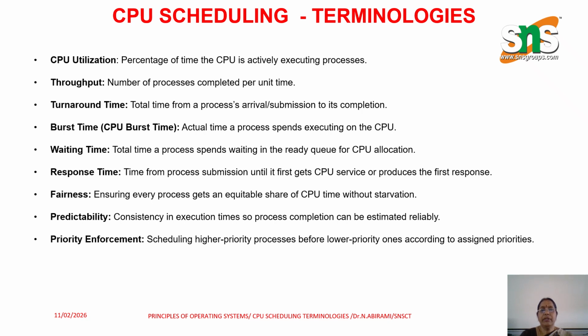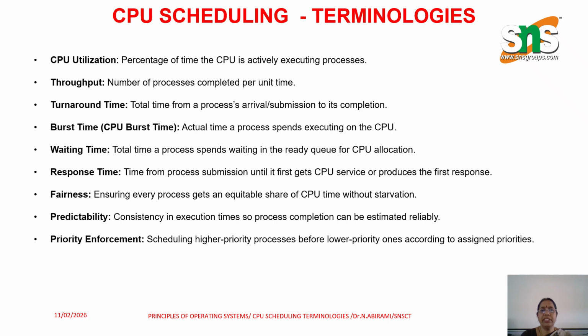Turnaround time. The total time taken by a process from submission to completion, and it is calculated as turnaround time equals completion time minus arrival time. The goal here is to minimize the turnaround time, and it includes waiting time, execution time, and IO time. Shorter turnaround time means faster job completion.